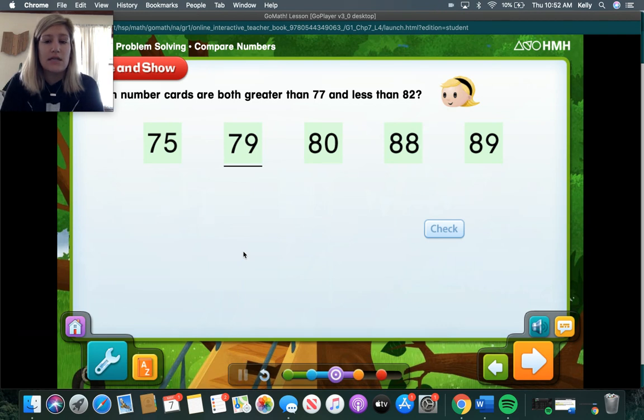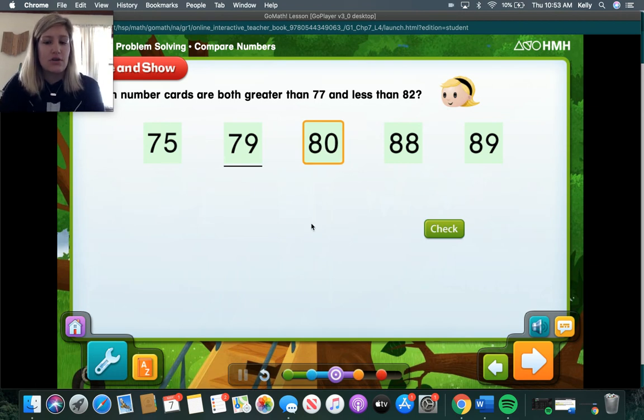Well, friends, I want us to use the counting strategy for this. Let's start at 77 and let's count on. If any of these numbers, 80, 88, or 89, come after, then we know they're all greater, right? So 77, 78, 79, 80. So 80 is greater.